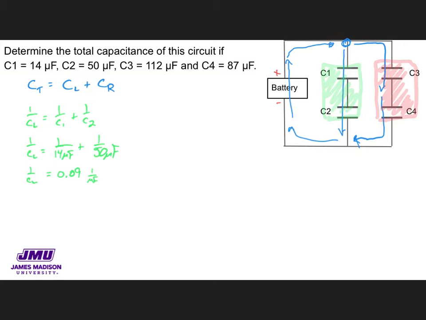But I think the best thing to do is take your calculator and say that you want to raise this to the -1 power. Because what that does is invert the value. That brings my capacitance on the left to the numerator, and it makes the right side 1 over 0.09, which comes out to 10.9375, and it makes my units microfarads instead of 1 over microfarads. So that's the capacitance in the left. I will find the capacitance in the right branch the exact same way, using the values for capacitor 3 and capacitor 4.